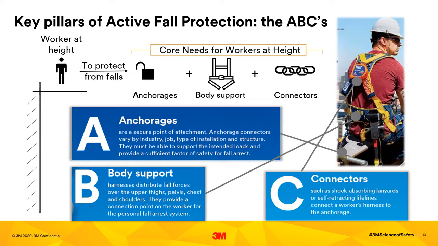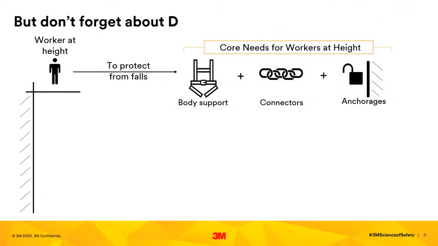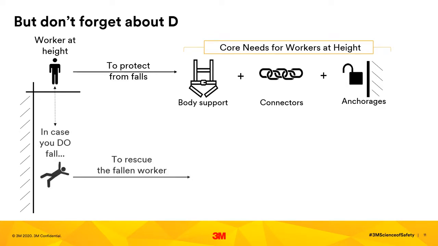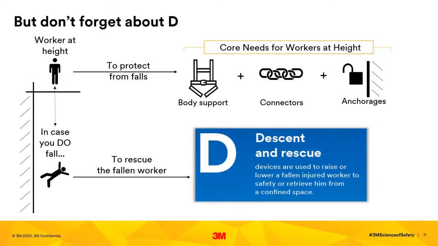The ABCs are part of a complete fall arrest system. You can't have one without the other. The core of your fall arrest systems are your ABCs, but don't forget about D, descent and rescue. Descent and rescue is a key component of your fall arrest system as well. A rescue plan must be in place that ensures prompt rescue or that an employee can self-rescue. Keep in mind that dialing 911 is not part of a rescue plan.